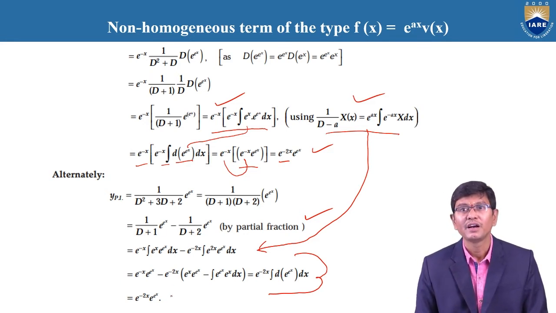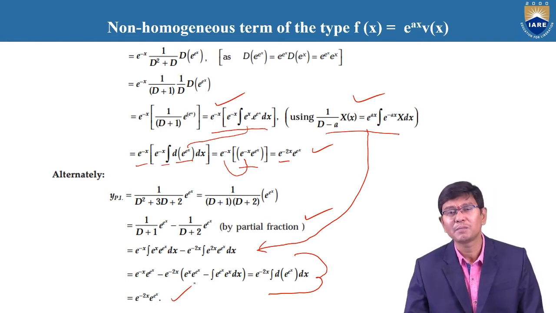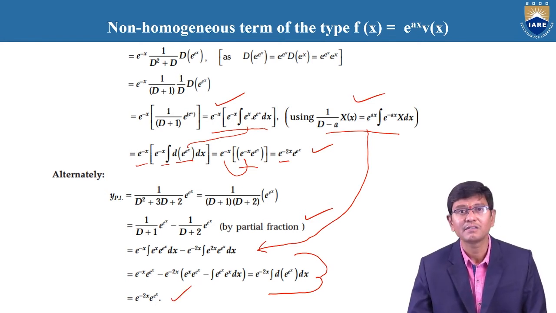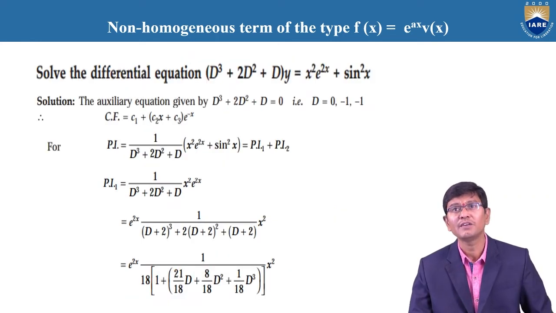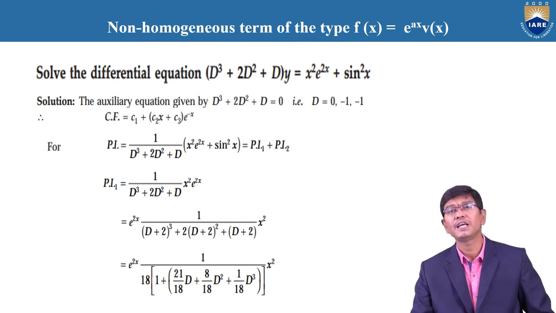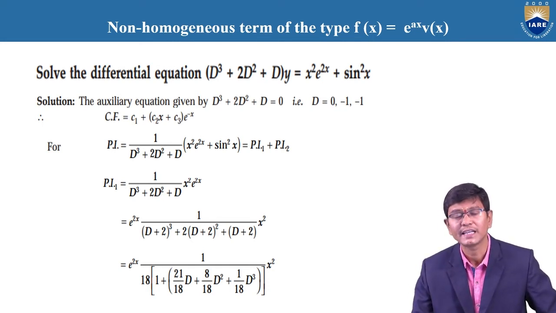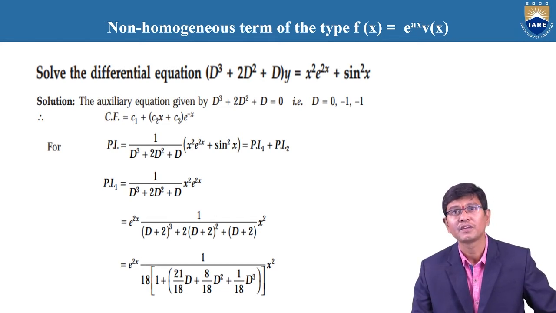Therefore, here either we follow the partial fraction method, otherwise by using the case 4, that is e power x into x into v is a function. Now we need to solve the differential equation, that is d cube plus 2d square plus d into y is equal to x square into e power 2x plus sin square x.